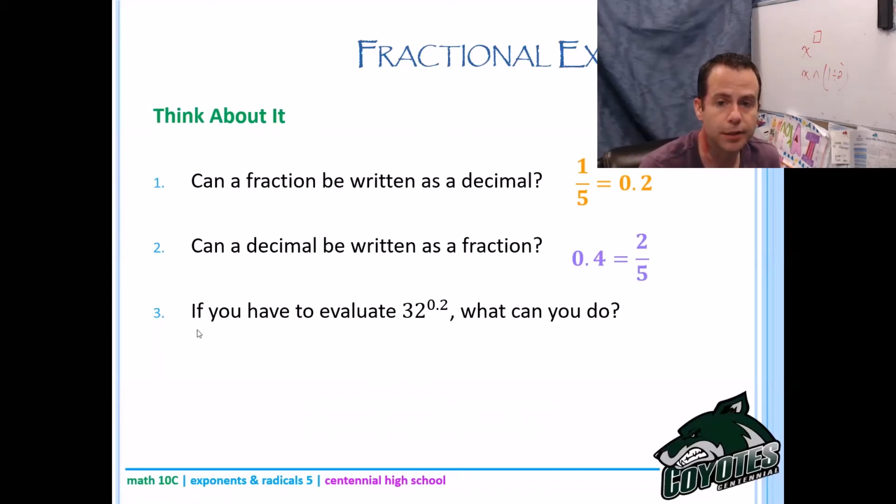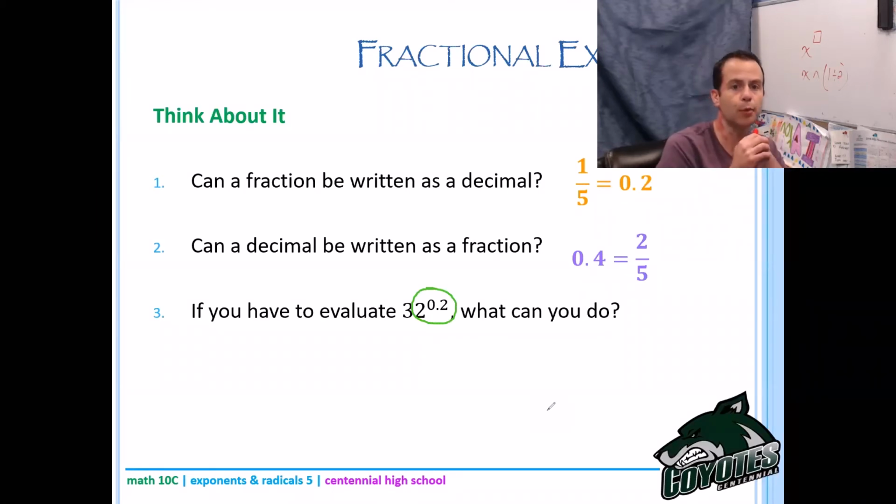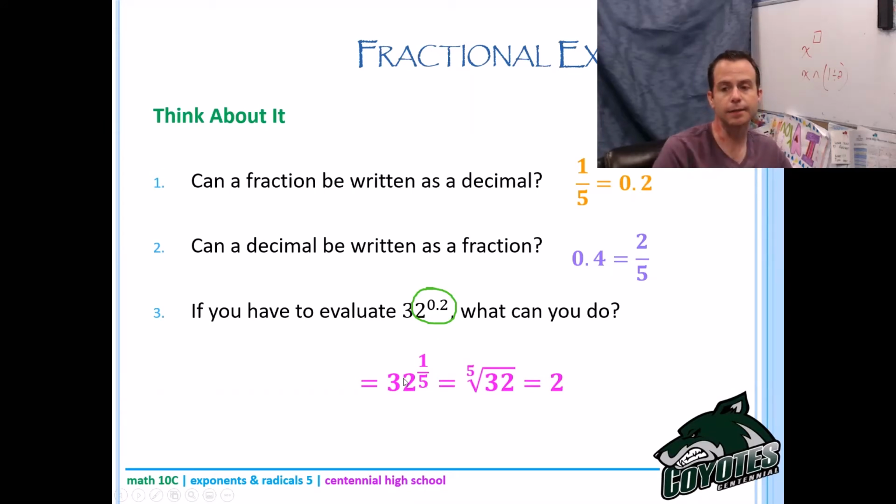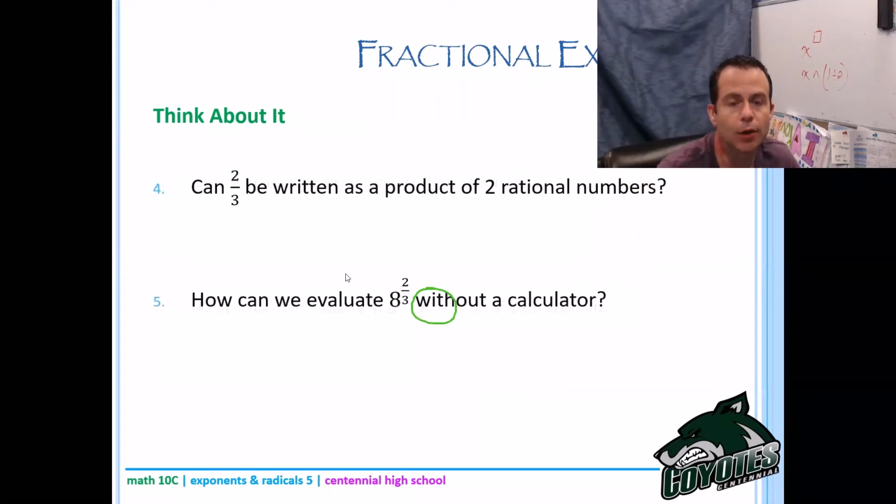Now, why am I doing this to you? Because what if you had to evaluate 32 to the 0.2? Well, what I need you to see is, if we're gonna evaluate 32 to the 0.2, I wanna think about 0.2 as a fraction, because if it was a fractional exponent, now I know what to do with it. So 0.2 as a fraction is 1 over 5. And now that I've written it as 1 over 5, I know, hey, that is the 5th root of 32, which is 2, okay?